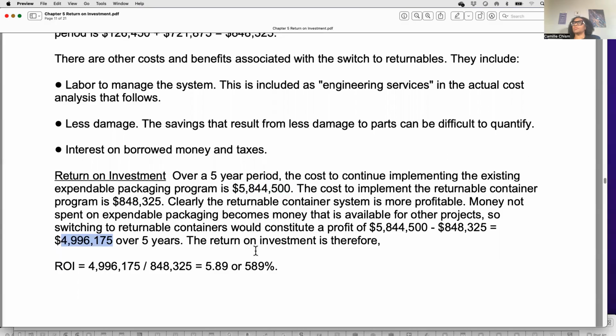So what you can do to calculate your ROI, you're going to take your profit that we just calculated here, divide it by what you're going to spend, which would be that returnable pack. And when you take that calculation, you come up with 5.89. Okay. So your return on investment is 589%. So it's a huge return on investment.